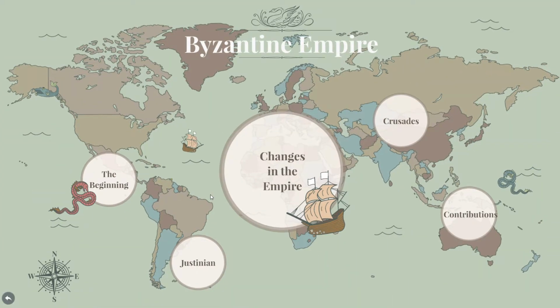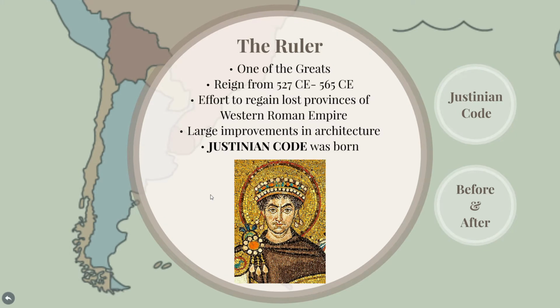All right, Justinian is known as one of the greats. His reign was from 527 CE to 565 CE. He made an effort to regain lost provinces of the Western Roman Empire. He made large improvements in architecture during that time and was the creator of the Justinian Code.